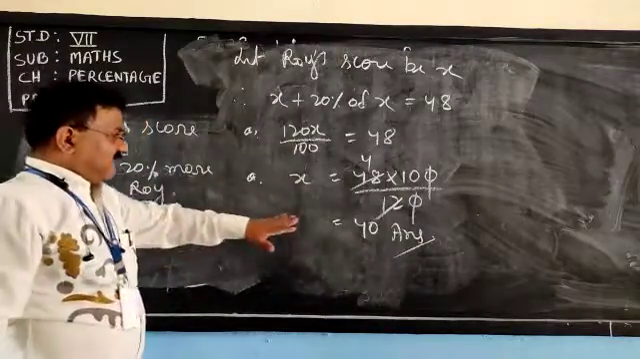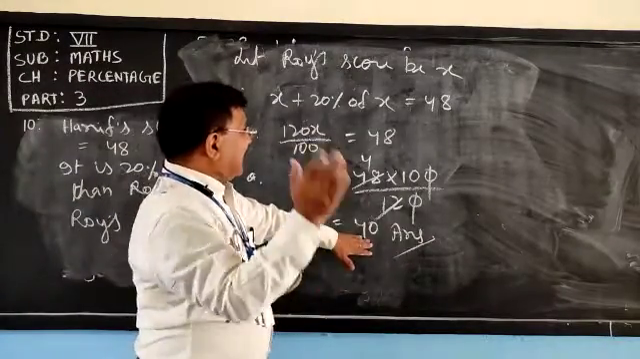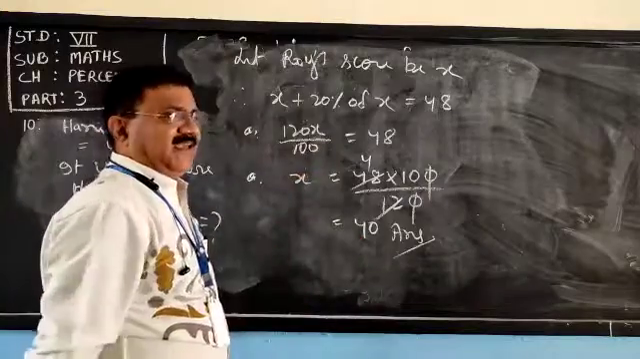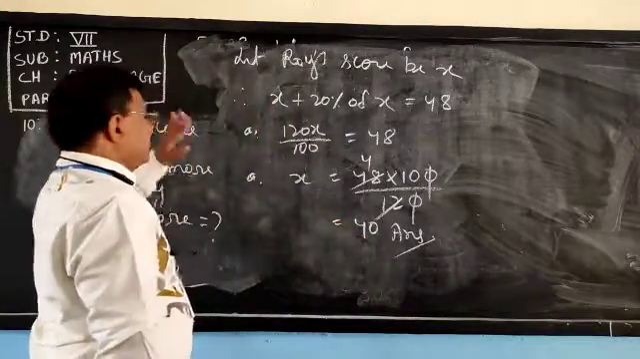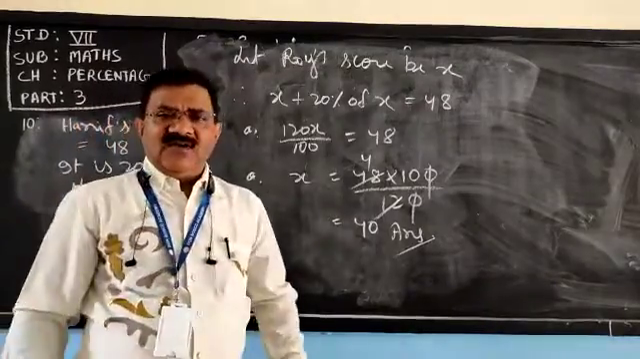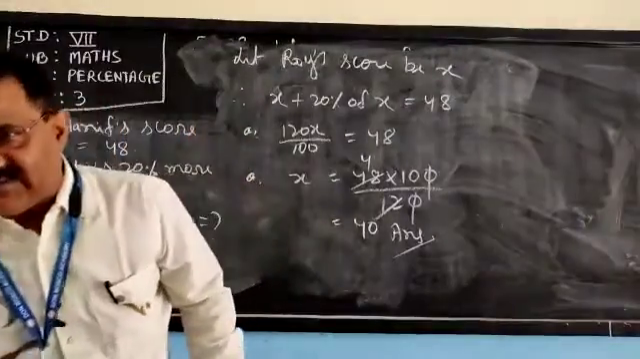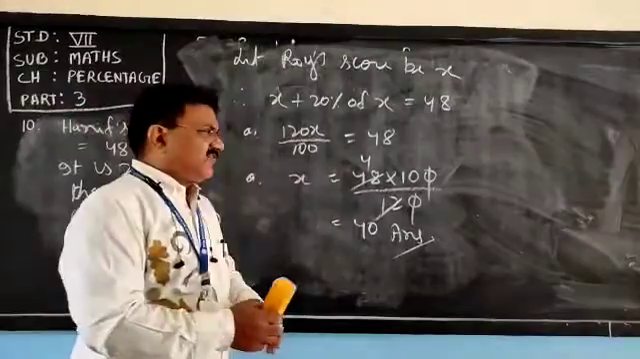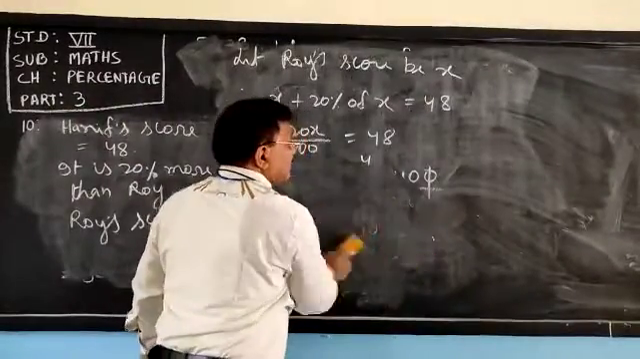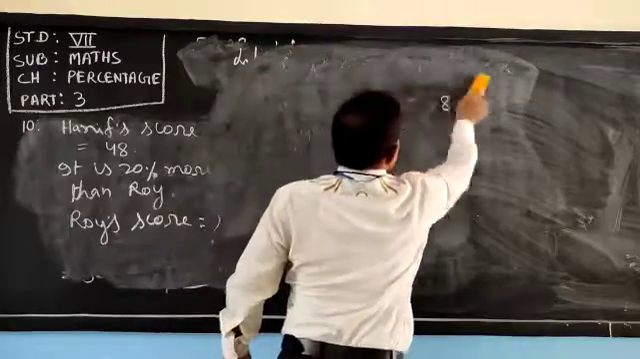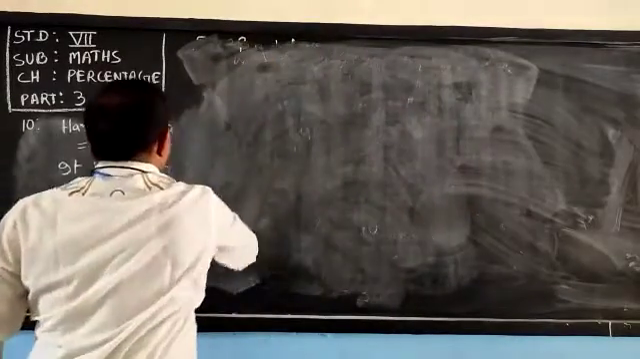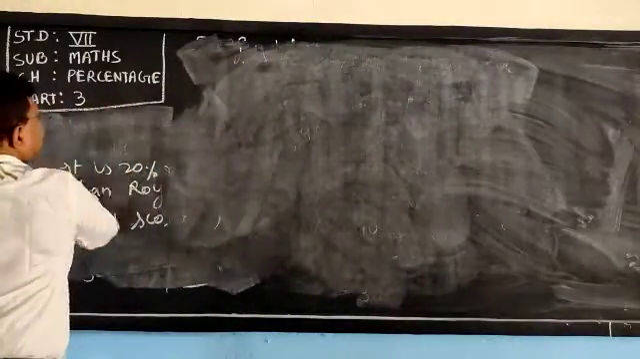So Roy scored 40, and 20% of 40 is 8, and that 20% more is Hanif's score. So how easy percentage is. Now some more questions we will discuss, which are often asked in the examination. What are those questions? Let us discuss.